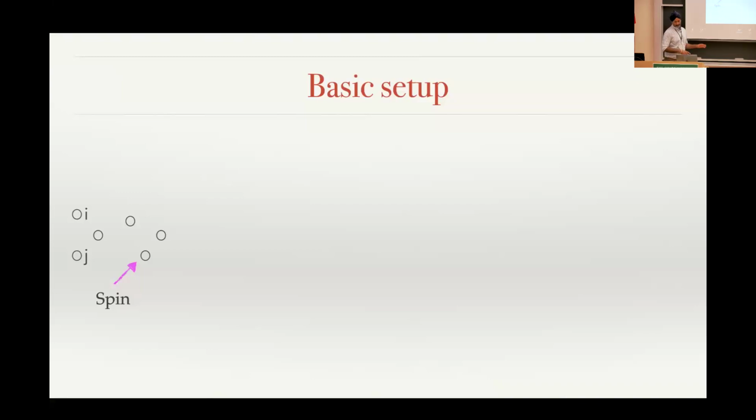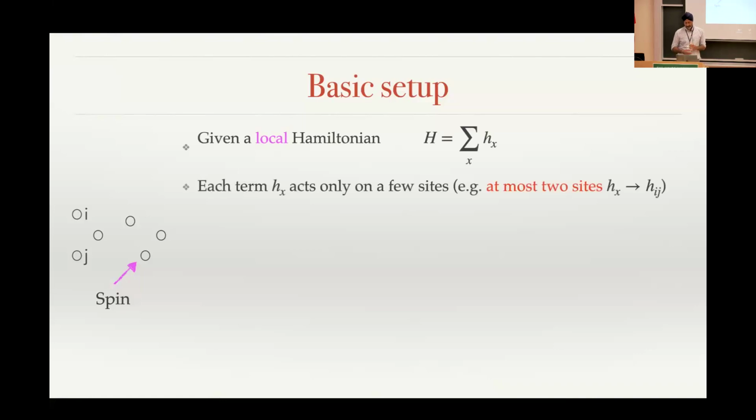Okay, so the basic setup for this talk is that we're going to have a bunch of spins scattered in space, and we're given a local Hamiltonian. A local Hamiltonian is a Hamiltonian that's the sum of terms, where each term acts only on a few sites. By few sites, I mean order 1 in the system size. Here I'm going to assume there are only 2 spins in each term, but these spins could be far away, so they're not necessarily nearest neighbors.